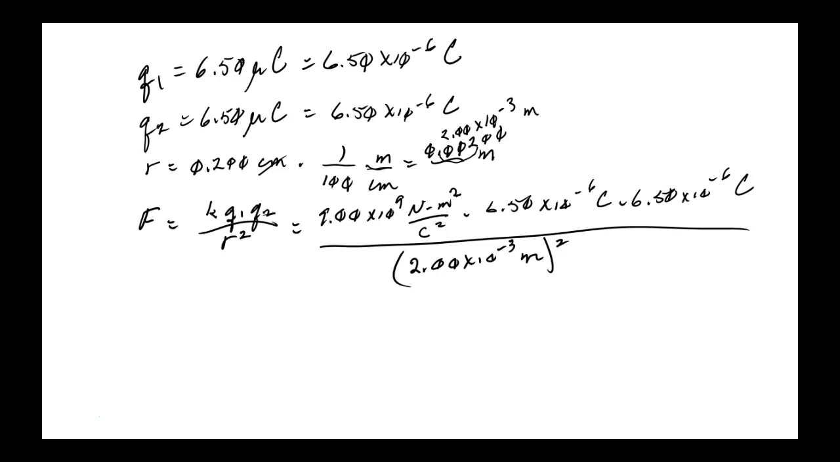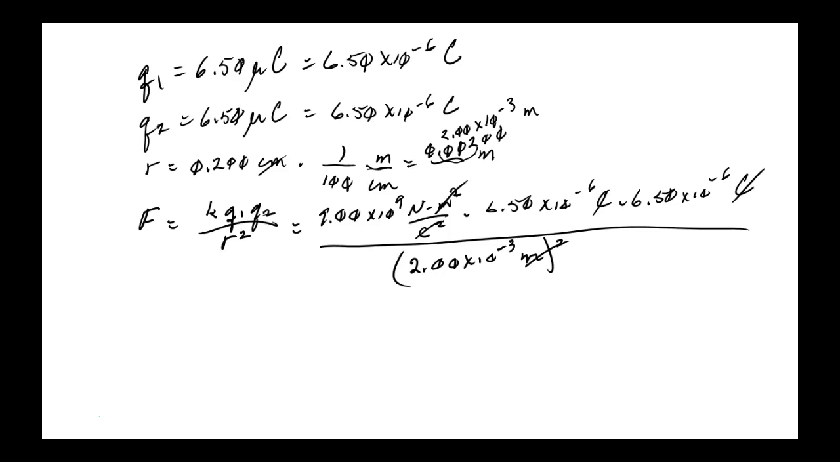Let's deal with the units first. Notice the coulomb squared cancels this coulomb and that coulomb. The meter squared cancels that meter squared. So sure enough, we're left with newtons. That's a very good unit for force. So let's deal with our numbers then.